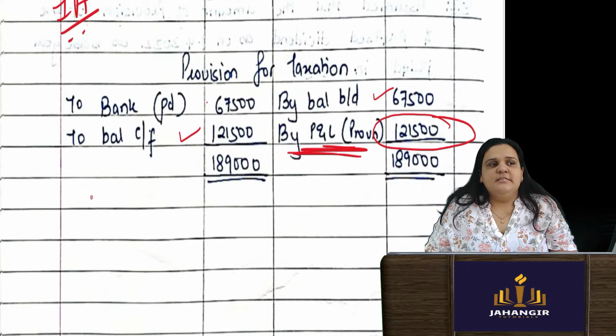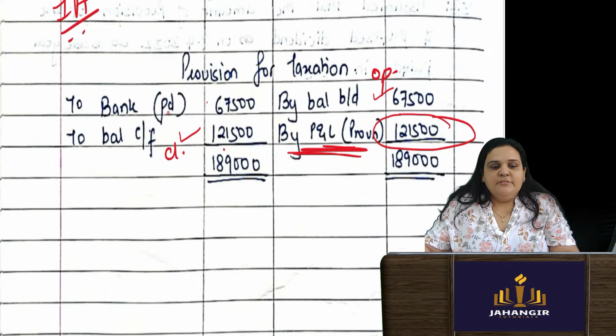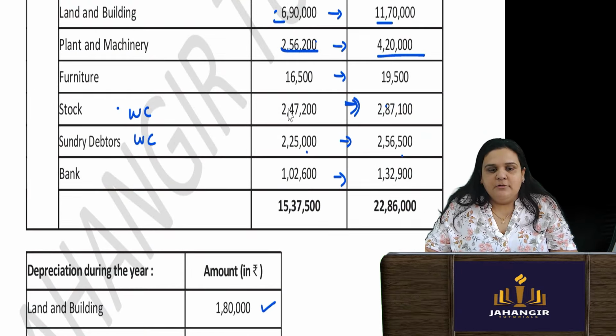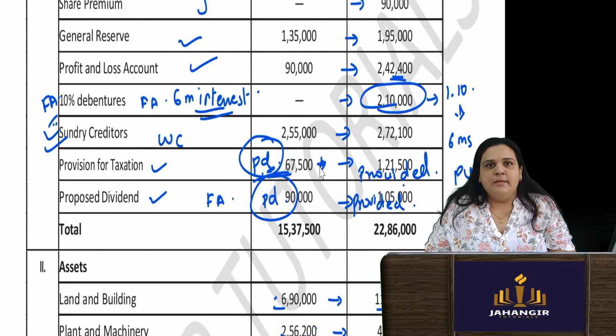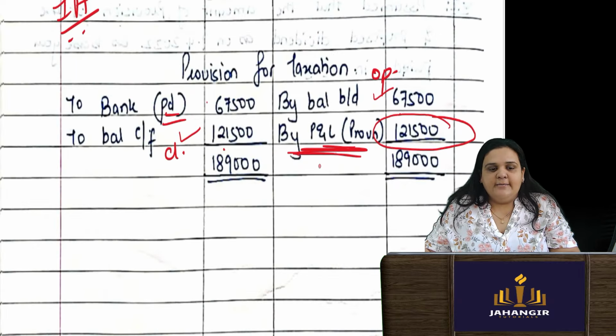Okay. See this provision for tax account I have made. By balance, to balance, given to me opening and closing. Right? You see there is a tax paid which we took, 67,500. I'm just showing you all. Okay, you don't need to make this provision for tax. But 67,500 is the amount I have paid for tax.